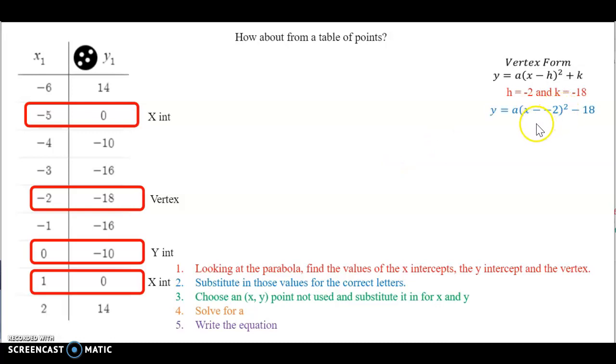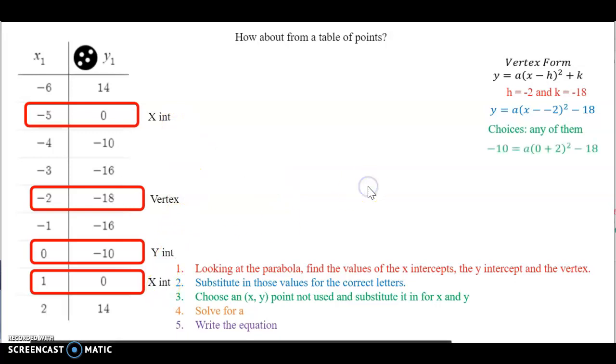From there, we substitute that back into the equation. Now, because h is -2, it's going to be x minus -2. Don't lose that negative sign, please. Then you choose any other point. You can choose x-intercept or y-intercept or the other x-intercept. I believe I chose (0, -10). (0, -10), that's the y-intercept.